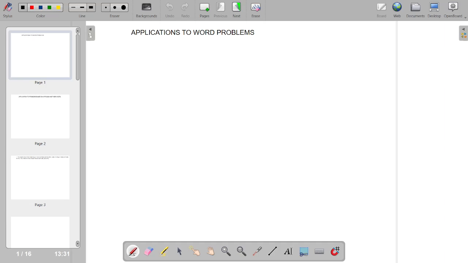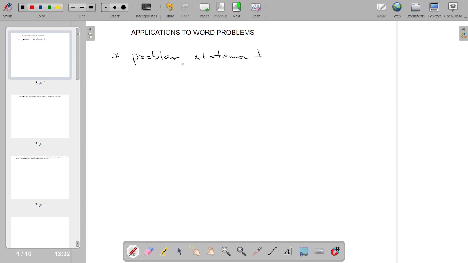Under word problems there are many applications. But the core idea in these applications is that a problem statement has been given. With that problem statement we have to find the unknowns, and I will explain it here. First, a problem statement is given.